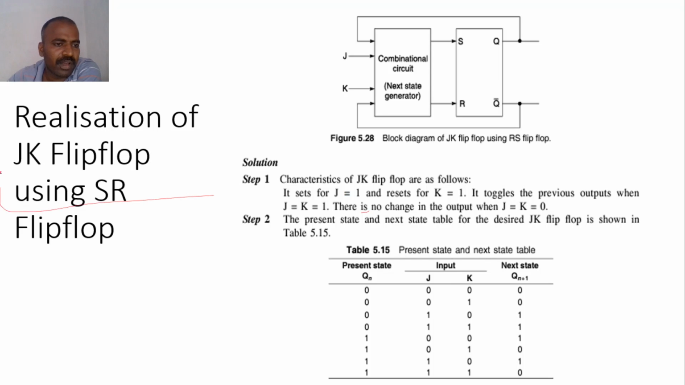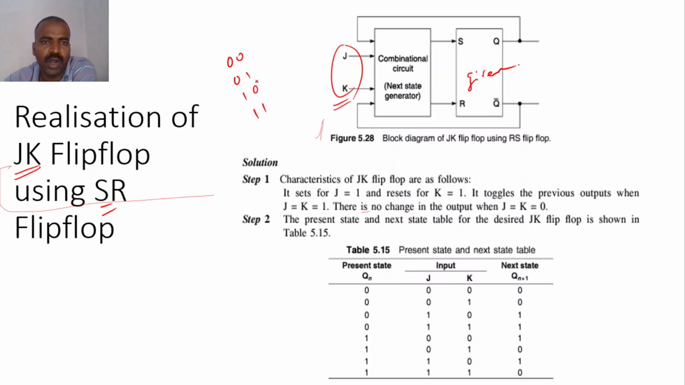Realization of JK flip-flop using SR flip-flop. So here JK is the required one and SR is the given one. So first we'll start from the characteristics of the required flip-flop JK. So we know that the JK four conditions are 0 0, 0 1, 1 0, 1 1. So this is no change, this is the reset condition, this is the set condition, and this is the toggle condition. Okay, fine.